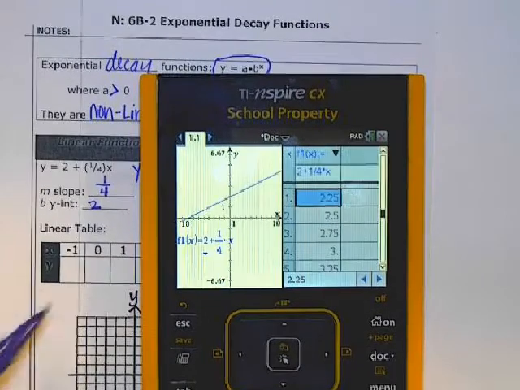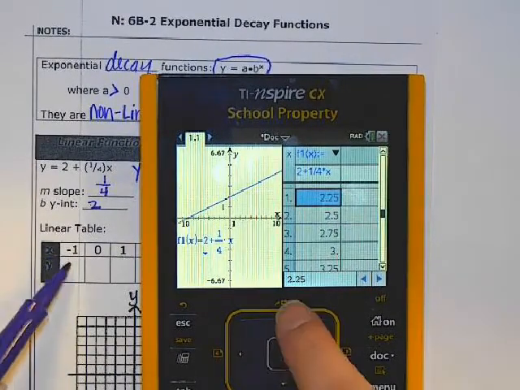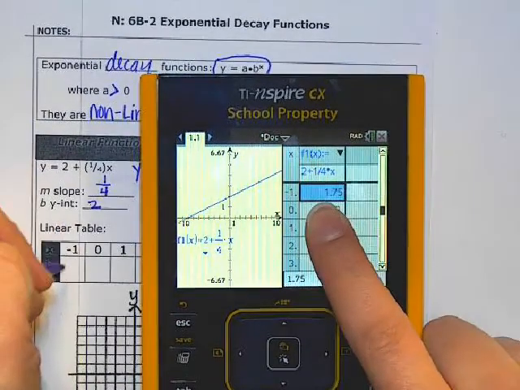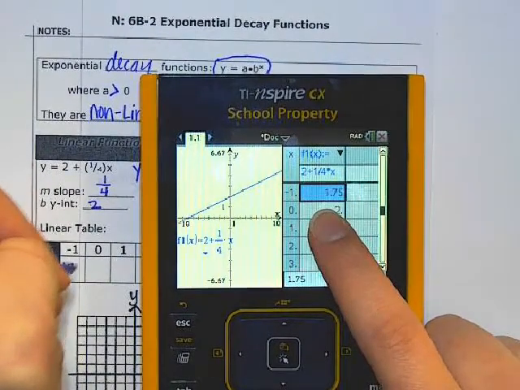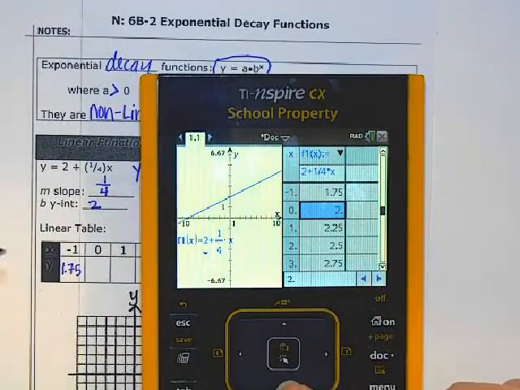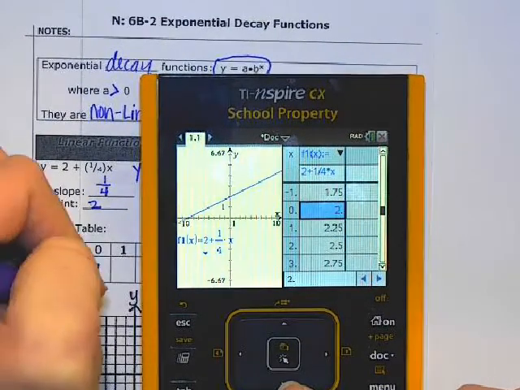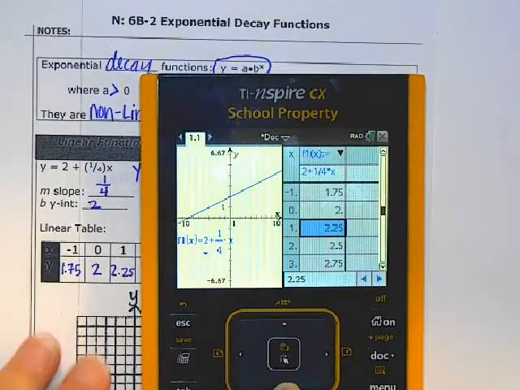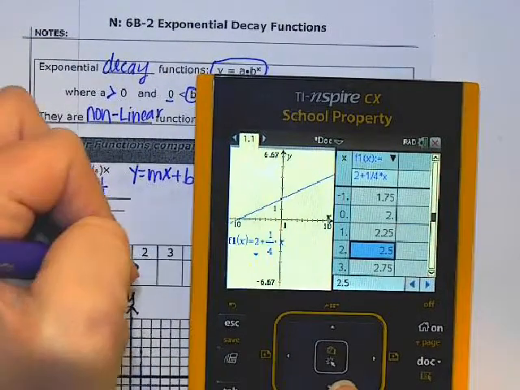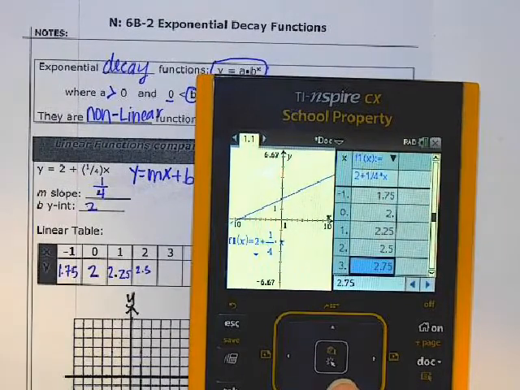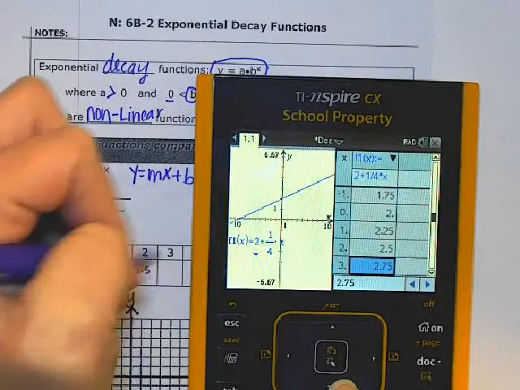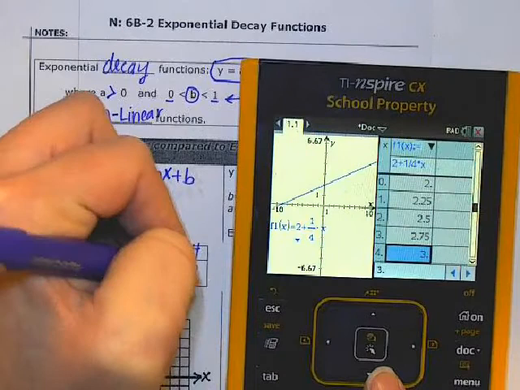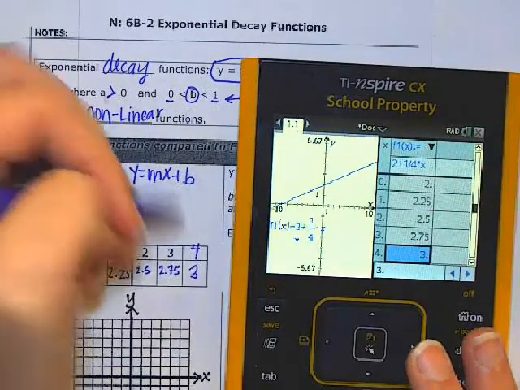On my notes, what does the table start with? -1. So on my calculator, I need to scroll up to -1. When x is -1, y is 1.75. When x is 0, y is 2. When x is 1, y is 2.25. When x is 2, y is 2.5. When x is 3, y is 2.75. And 4, 3.